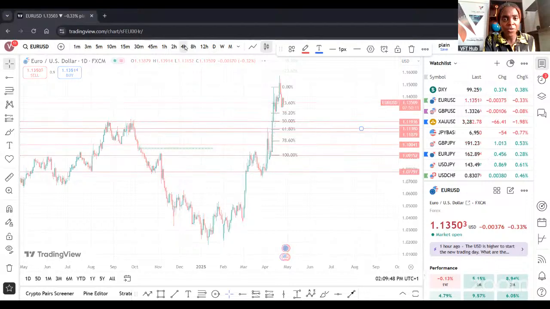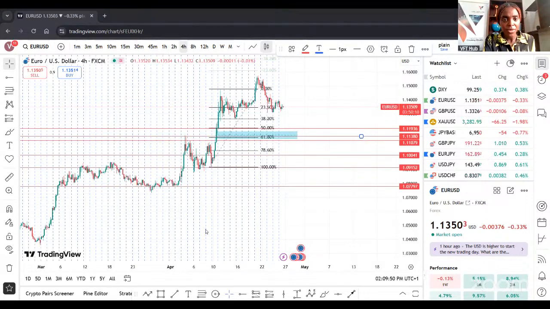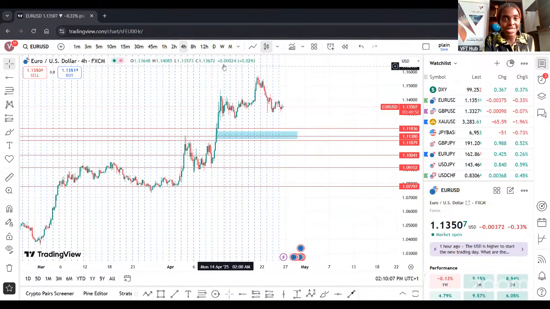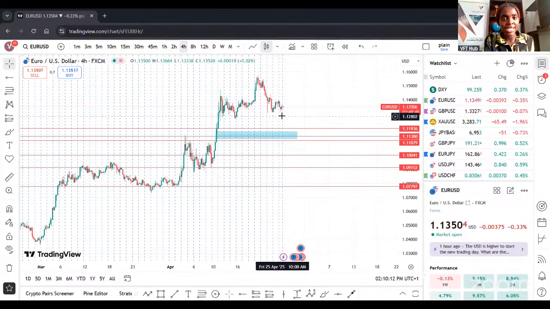On the 4 hour time frame, we want to see price retracing into this fair value gap at 1.1380. Of course, these are various points of interest that we want to see price reacting off from. It should retrace into 1.1380 and continue its buy off that level, retracing into some discount level before taking the buy on Euro USD.